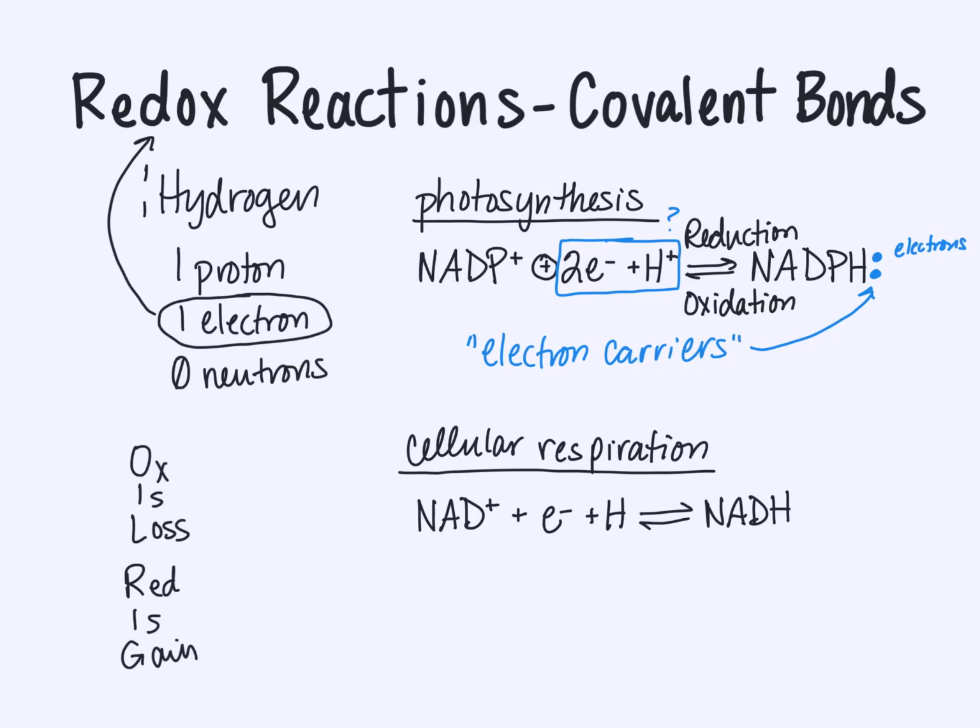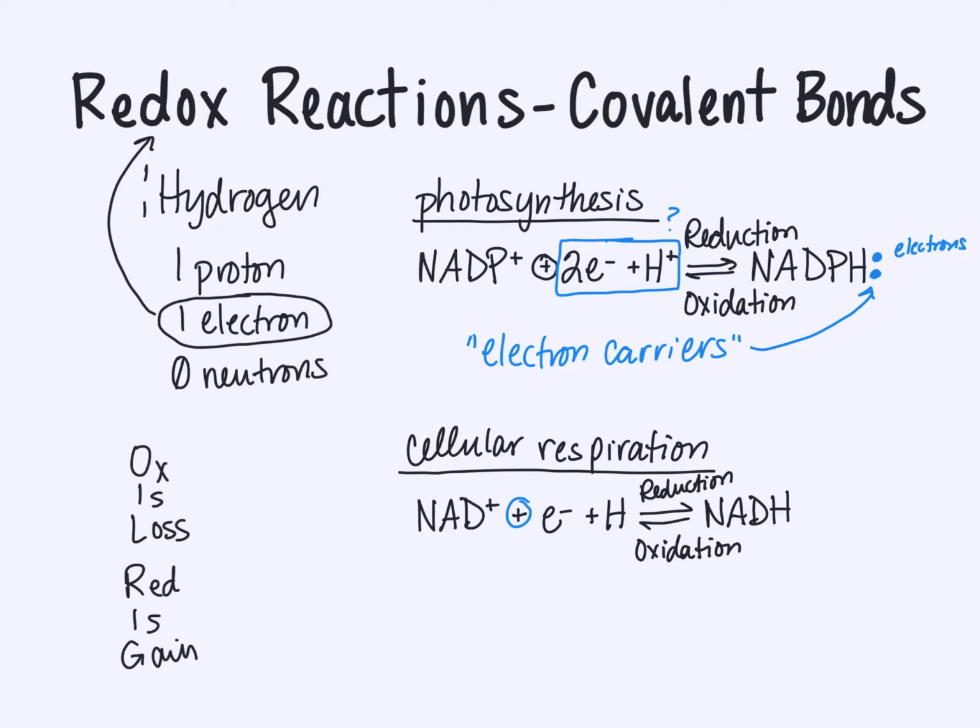And the forward reaction is a reduction reaction because NAD plus is gaining that electron, and reduction is a gain of electrons. So NAD plus gaining the electrons forms NADH. The reverse reaction is an oxidation reaction because NADH is going to lose those electrons and give it up to something else.